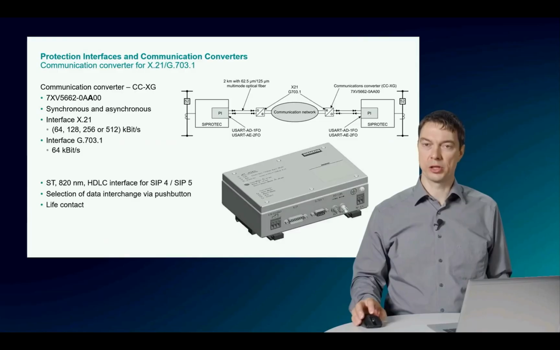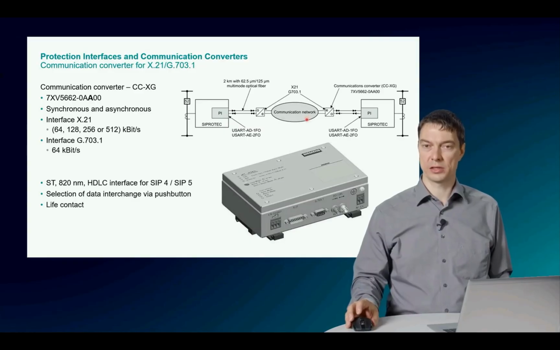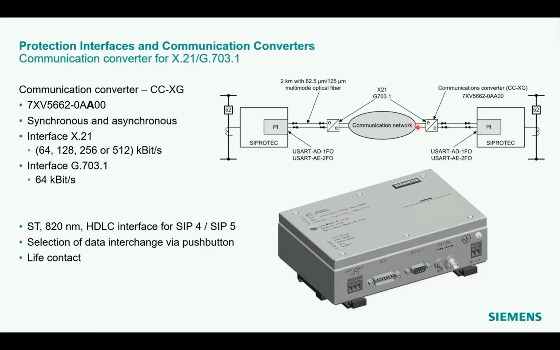Another method to bridge large distances for line differential protection is the use of wide area telecommunication networks, shown here. Access to such a network is provided through multiplexers, the edges.